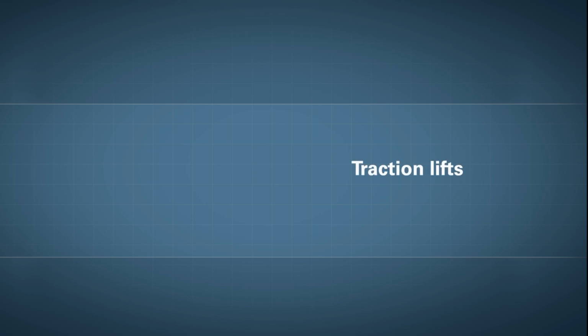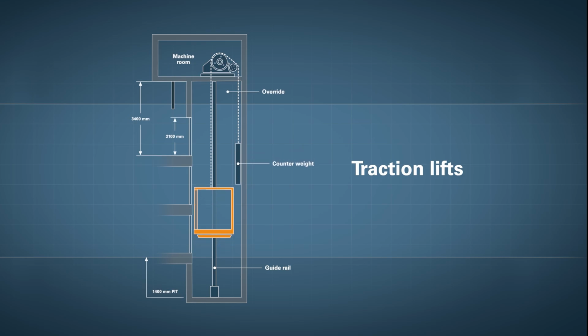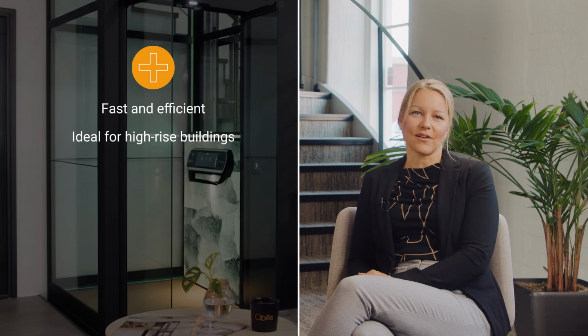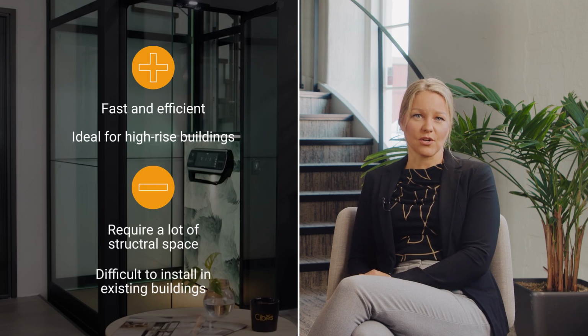Let's start with the most common type, traction lifts. Traction lifts use ropes, a motor, and counterweights to move the lift car. They're ideal for high-rise buildings, but they also require a lot of structural space, both above and below the elevator, which makes them harder to install in existing buildings.